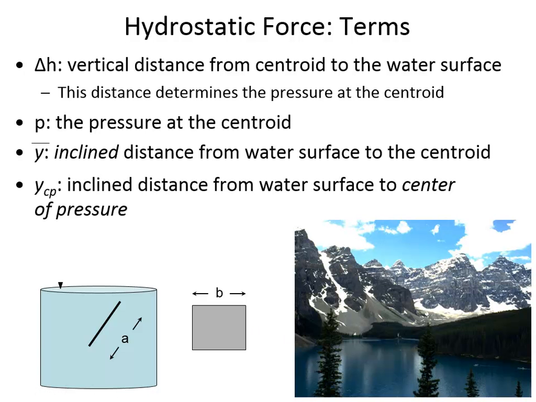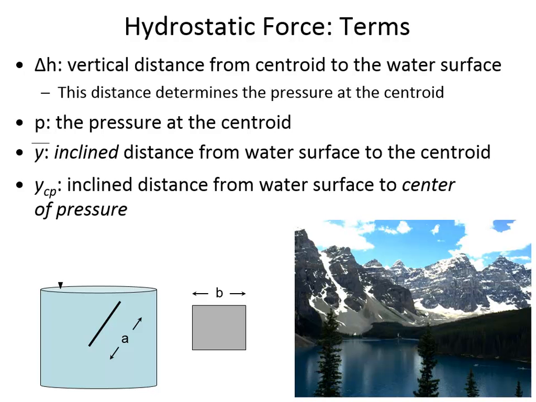If we know delta H, we can calculate the pressure at the centroid. Let me drop this down again. The centroid was here in the center, and if delta H is up to the water surface, does anybody remember the formula for calculating the pressure at some depth in terms of delta H? Gamma times delta H. Exactly right. So the water pressure at the center of the plate is P bar.